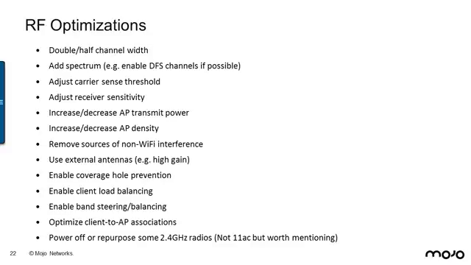Now, you can't always add more capacity. Sometimes you're using all the spectrum that you have available, and you just have to make the most of the spectrum you have here. And that's where these next 2 or 3 slides can help with trying to get the most out of what capacity you have. All right. And the first one is double or half the channel width. So that would be obviously adding more capacity. And the second one, adding more spectrum, enable DFS channels if possible.